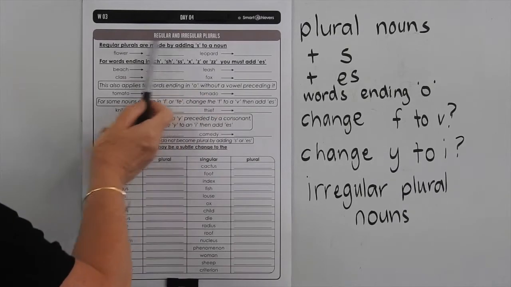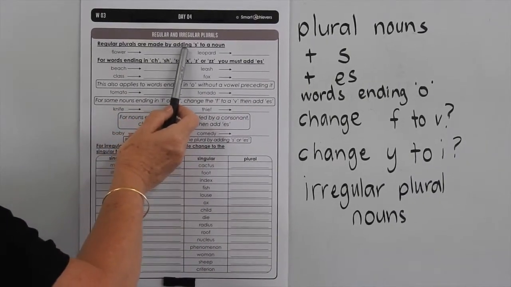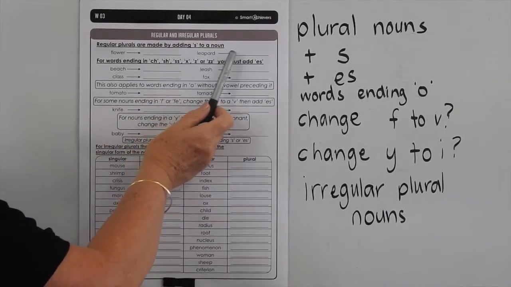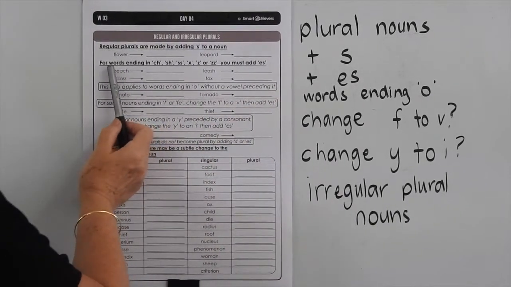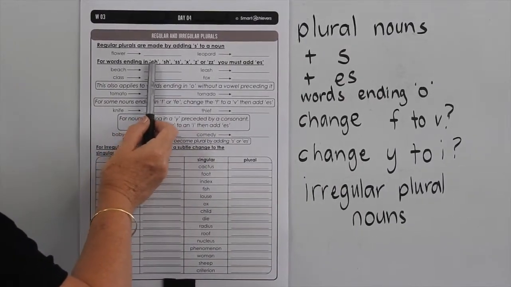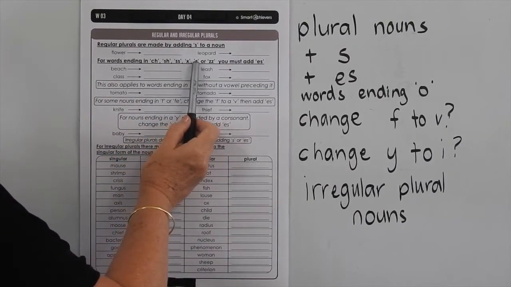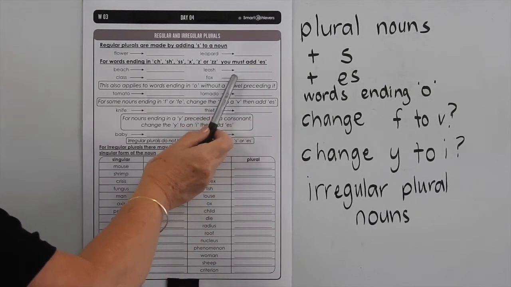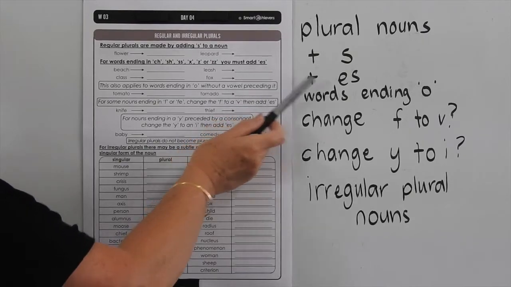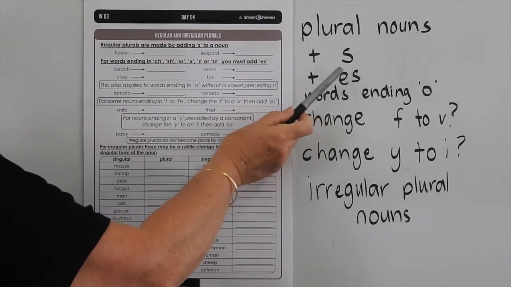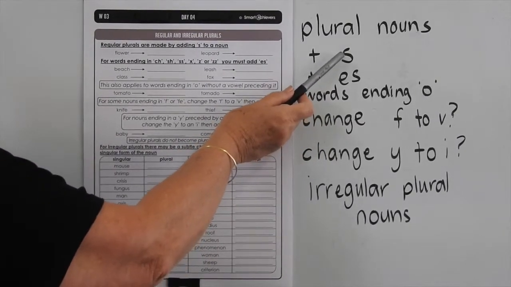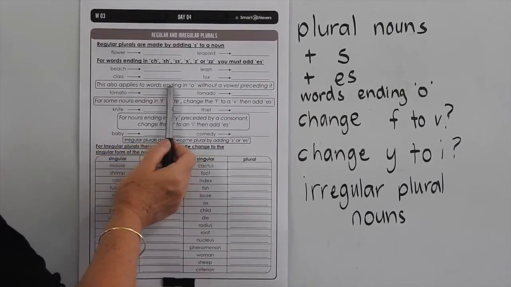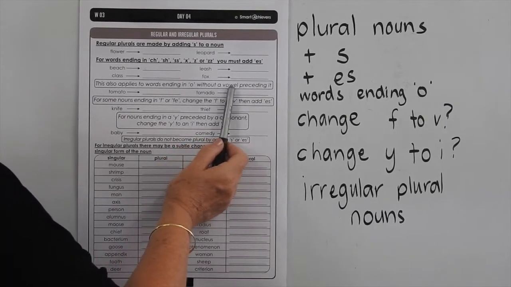Regular and irregular plurals. Regular plurals are made by adding S to a noun. So flower becomes flowers, leopard becomes leopards. That's nice and easy. For words ending in CH, SH, SS, X, Z or double Z, you must add ES, but you can hear it. If you hear Z at the end of a word, you know you're going to be writing ES. If you simply hear S, you know to add an S, or you can remember the rule. This also applies to words ending in O.